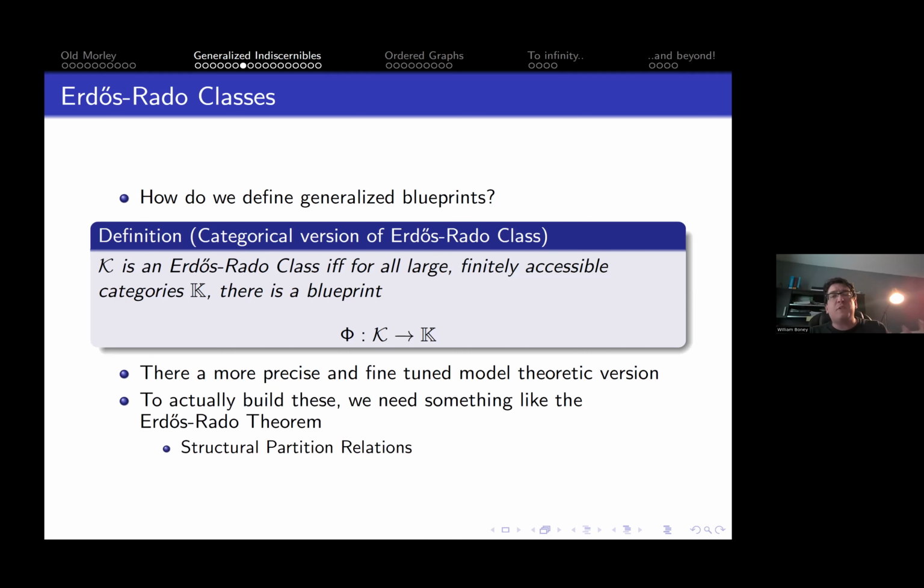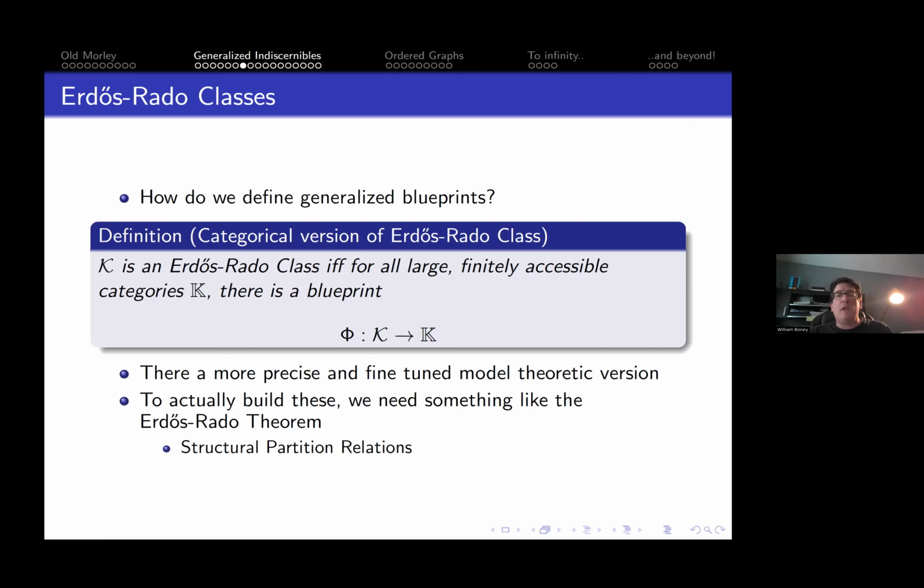But to actually prove something is an Erdős-Rado class, we need something like the Erdős-Rado theorem. And this brings us to the idea of a structural partition relation. Right, so in first order logic, you use the compactness theorem to build indiscernibles. And so you don't need these infinitary versions, you just need the finitary Ramsey's theorem.